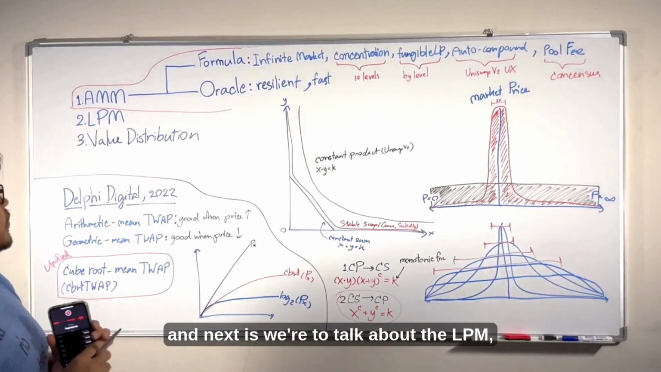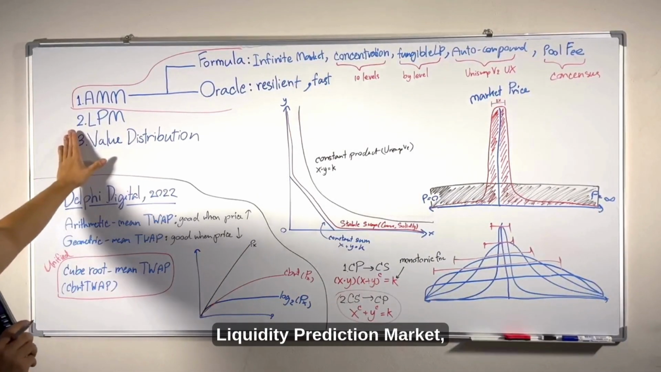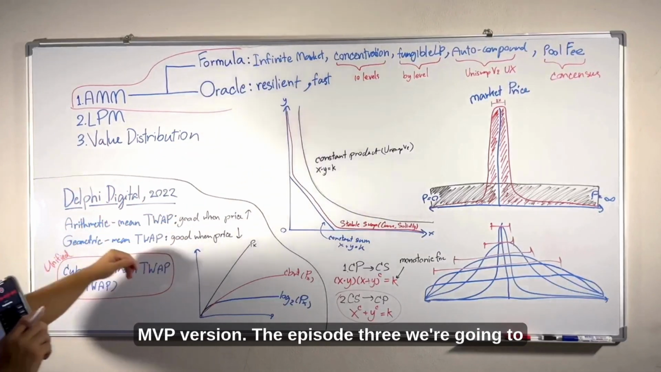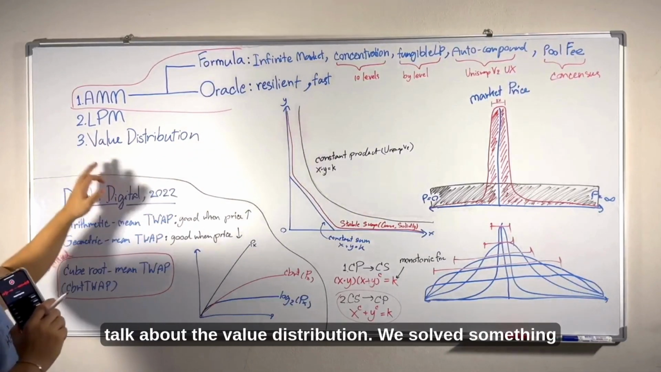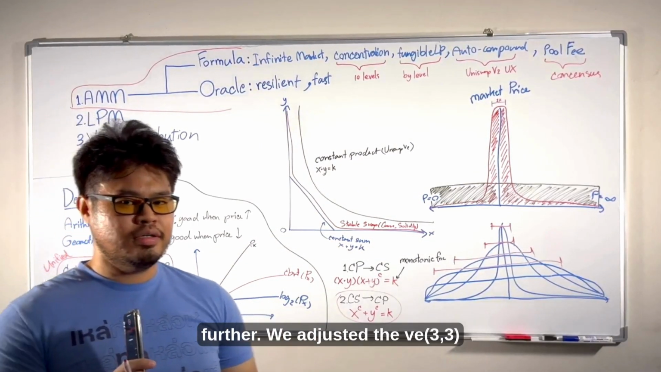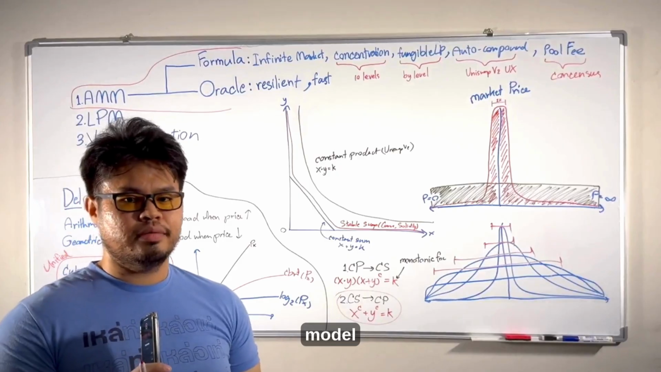Next we're going to talk about the LPM, the liquidity prediction market, which we improved further from our hackathon MVP version. And in episode 3 we're going to talk about value distribution. We're going further, and we adjust the VE33 model. So yeah.